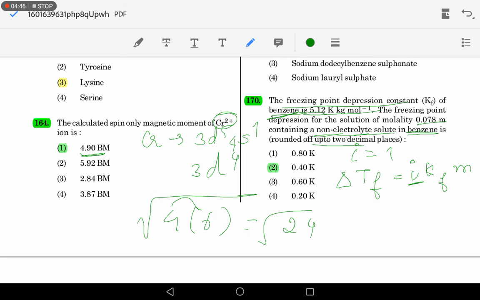Always remember the Van't Hoff factor. After writing the Van't Hoff factor, you can neglect it by writing 1 as the Van't Hoff factor multiplied by Kf, which is provided, and molality is also provided, and delta Tf is the answer. You will get it as 0.4. Moving on to the next question.